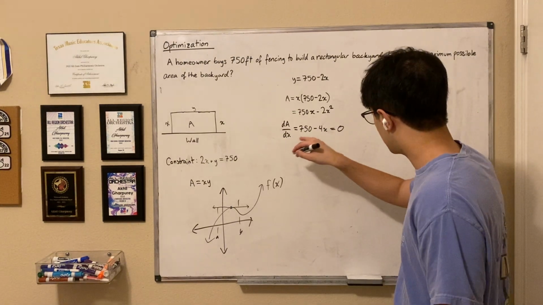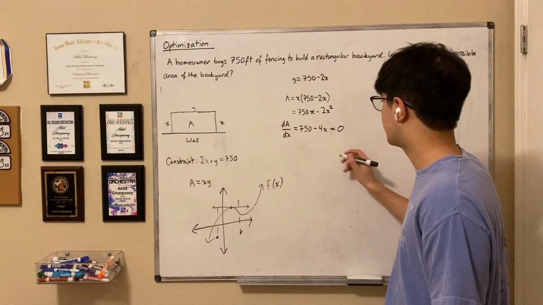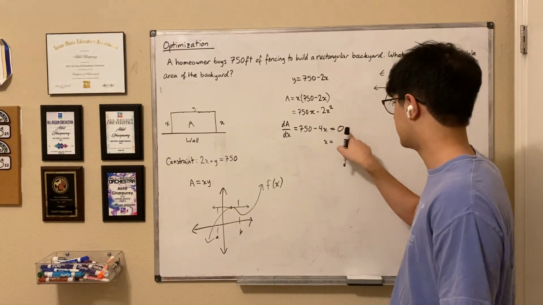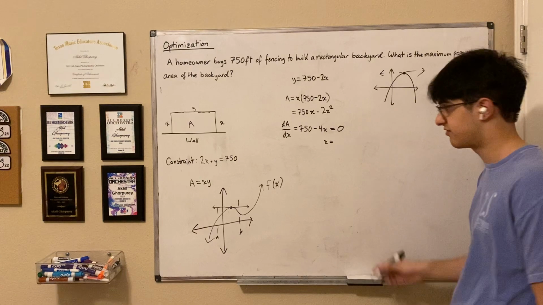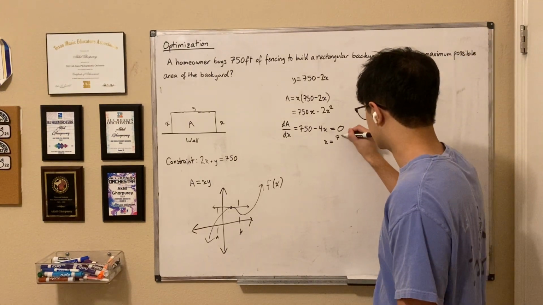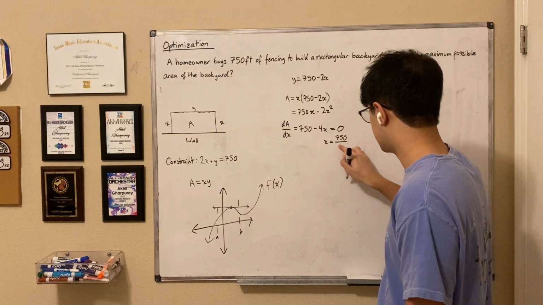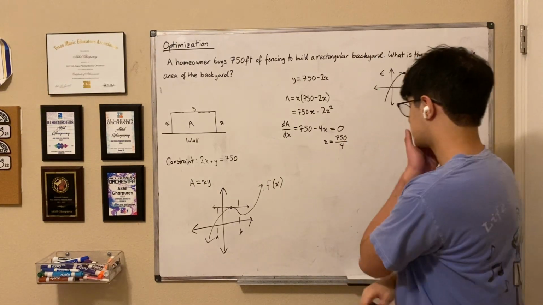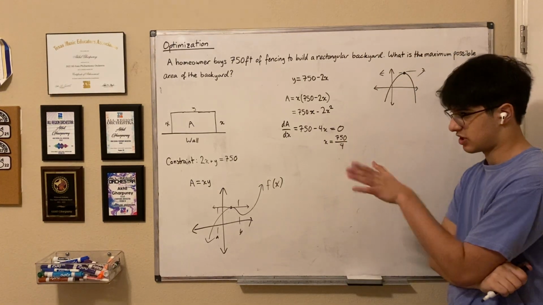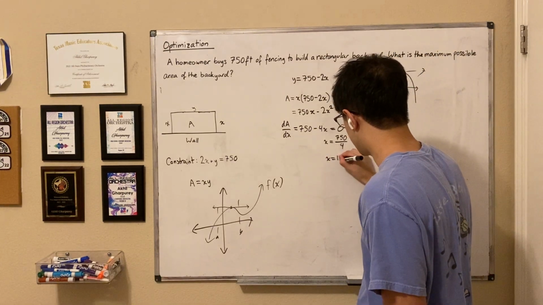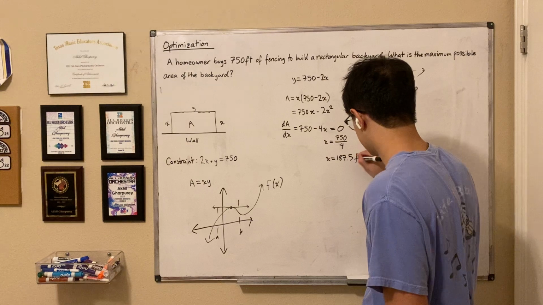So now all we have to do here is just solve for x. So x is going to be equal to, if we go ahead and move this 4x to the other side and divide both sides by 4, we get that x is equal to 750 divided by 4, and let me try and mental math this real fast. This should equal 187.5 feet.